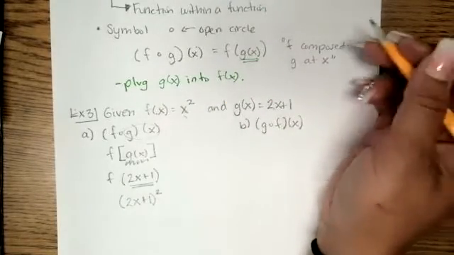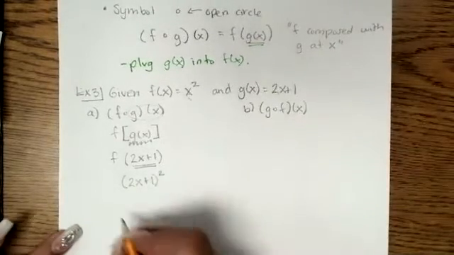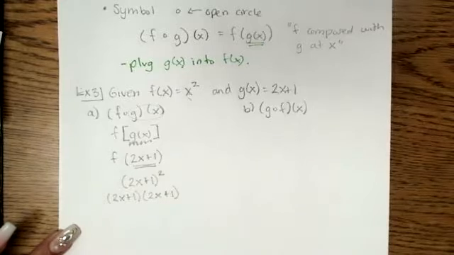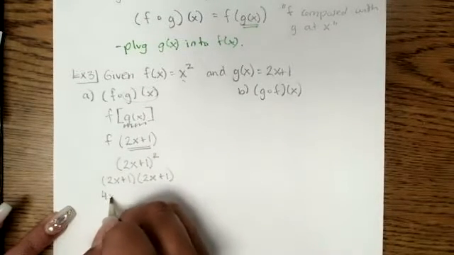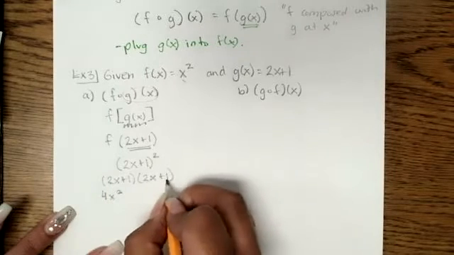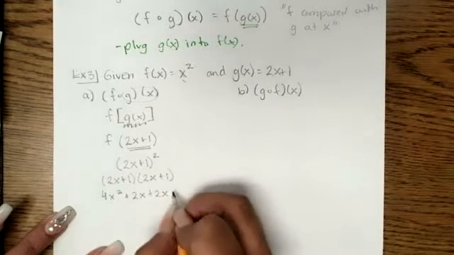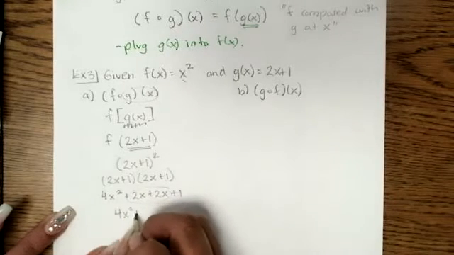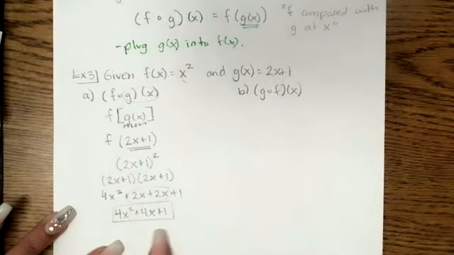You're just plugging in and then plugging in again. 2x plus 1 squared means 2x plus 1 times 2x plus 1. 2x times 2x is 4x squared. 2x times 1 is going to be a 2x. 1 times 2x is 2x, and 1 times 1 is 1. Combining like terms, this is going to be 4x squared plus 4x plus 1. And if I asked you for the domain, it would be all real numbers.